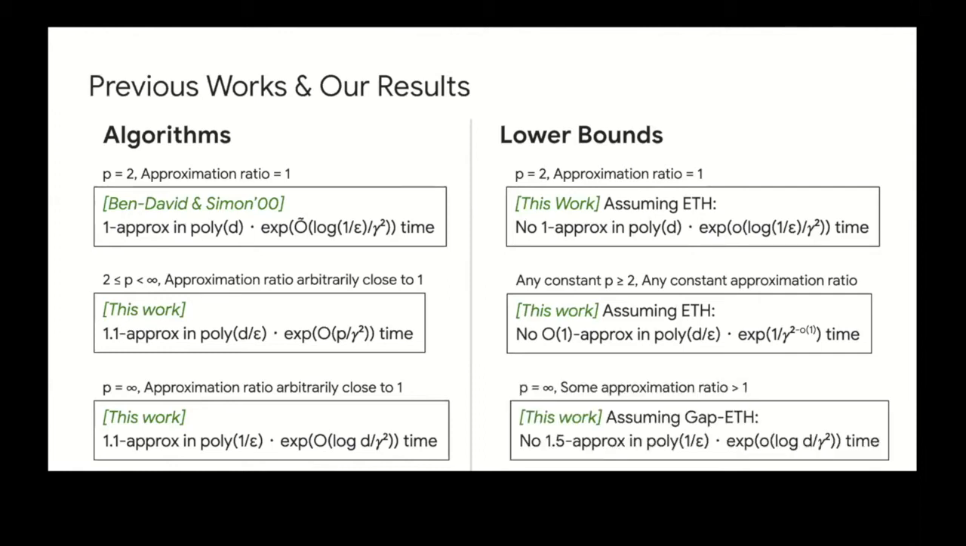And lastly, in the P equals infinity case, and for some approximation ratio, specifically 1.5, for example, we can show that actually the D to the 1 over gamma square is necessary. So in this sense, if we think of D as the input size, then the P equals infinity case is not FPT versus the case of constant P, which is in FPT.